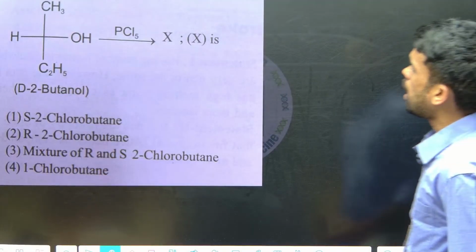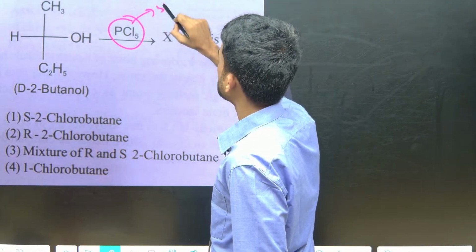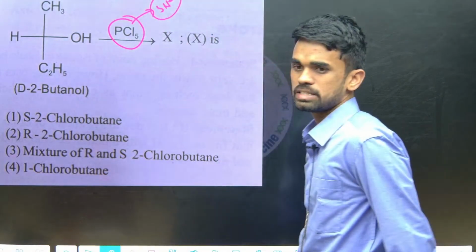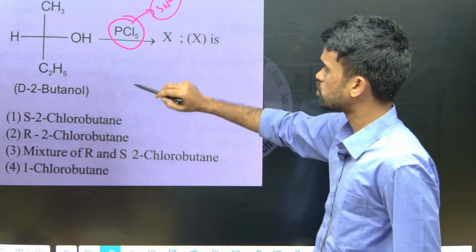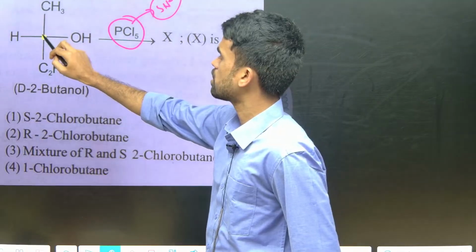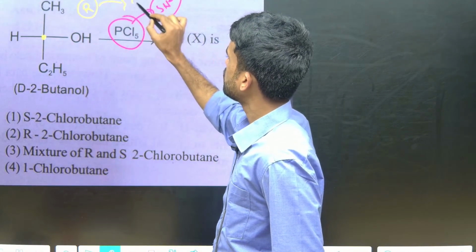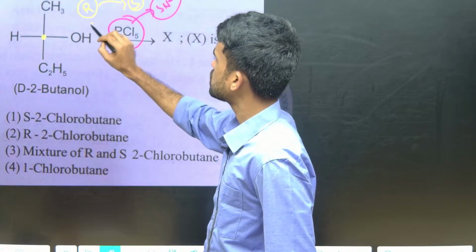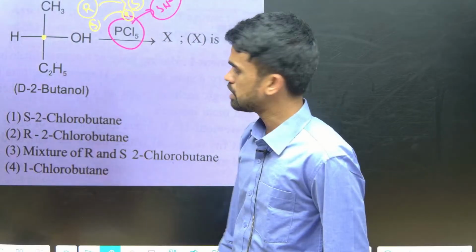Yeah, so I told you about PCl5. PCl5 follows the SN2 mechanism. Which mechanism does it follow? SN2. If it is following the SN2 mechanism, and the configuration at this carbon is R, then the product will be inversion. It will be giving S. If here the configuration is S, the product will have R. Like this we will be seeing the configurations.